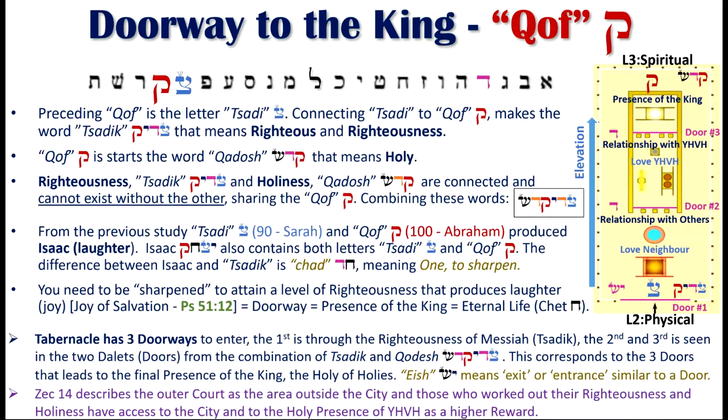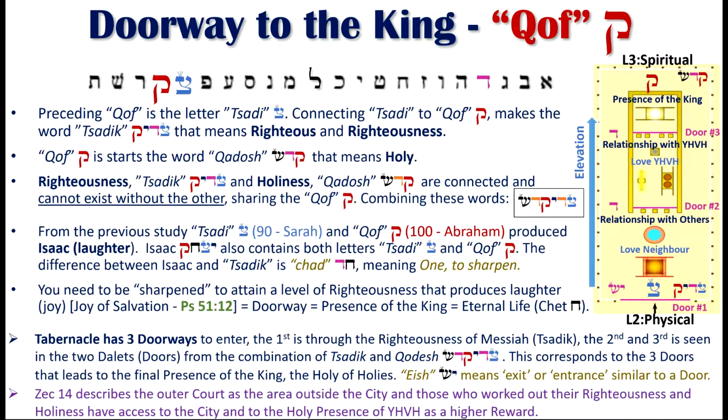Those 3 doors are depicted by connecting 2 words, the word Tsadik and the word Kodesh, with them sharing the letter Kof. I've got a little block there that depicts that. So we've got Tsadik, which is Tsadi, Yod, Dalet, Kof, and we've got Kodesh, Kof, Dalet, Shin. Those 2 words connected give us 3 doors. We've got the orange 2 doors there, which are the 2 Dalets, which are the holy place and the Holy of Holies, those 2 doors. And then we've got the Tsadi and the Kof itself, which are the 2 letters that we are looking at.